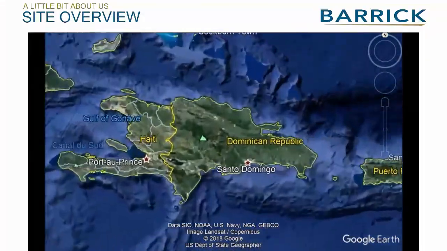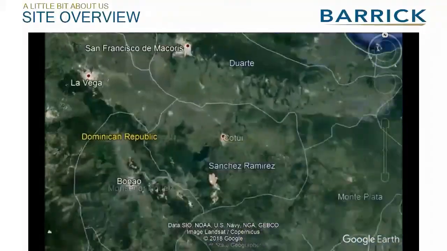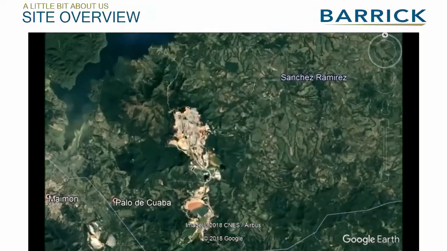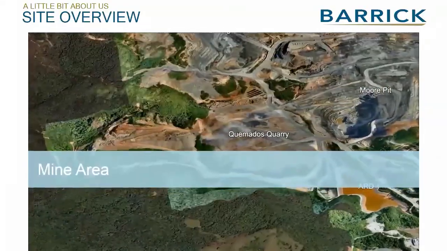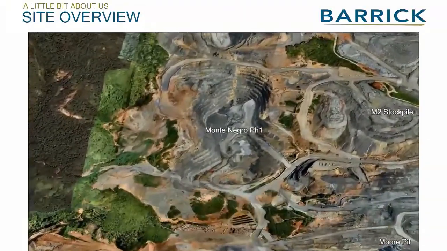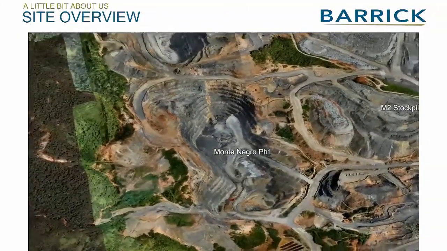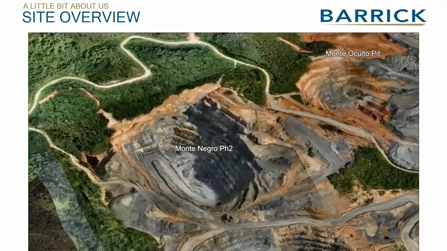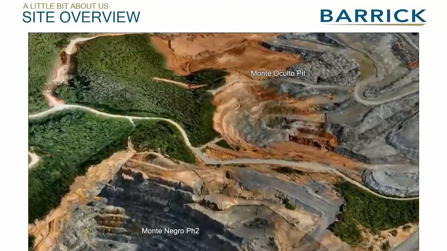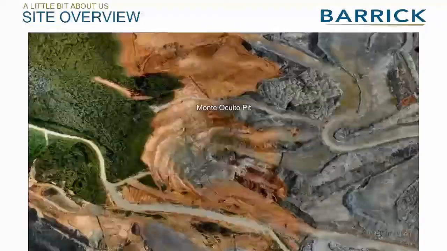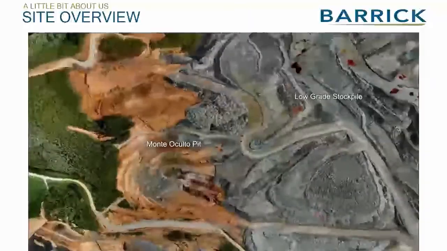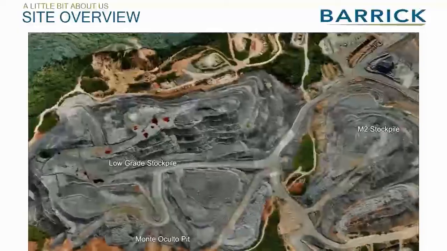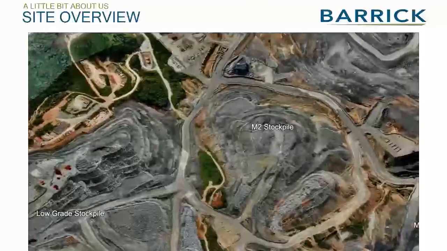Pueblo Viejo is an operating mine in the center of the Dominican Republic. We're in the province named Sanchez Ramirez. The site consists of 3 pits: Moore, Montenegro, and Cumba. We also have 3 limestone quarries: Quemados, San Juan, and Las Lagunas. Our processing facilities are found central to the site. Currently, the tailing dam is at the southern end of the mine, at around 16 kilometers round trip.